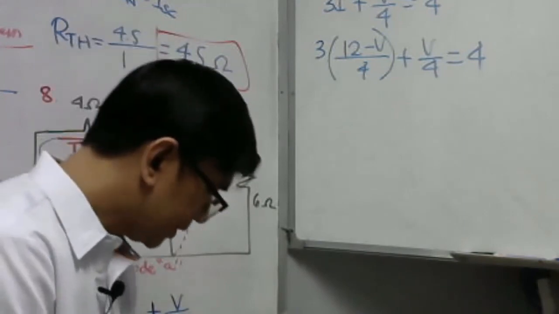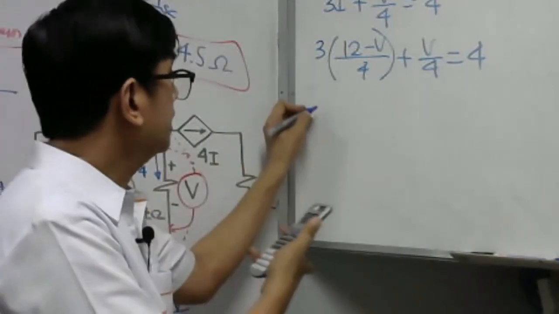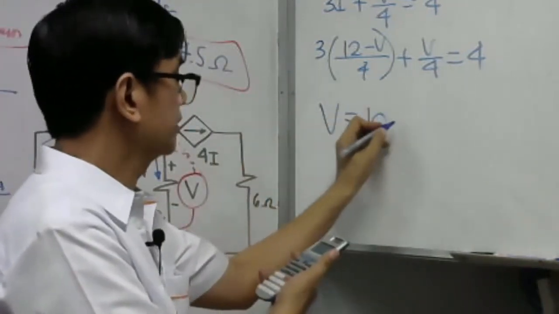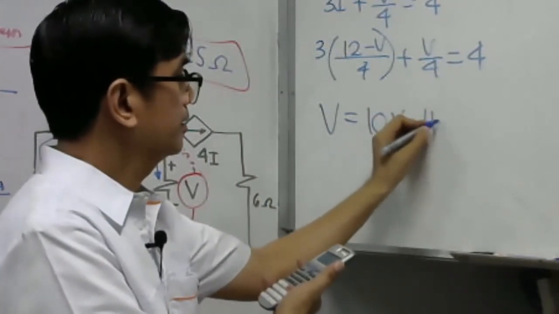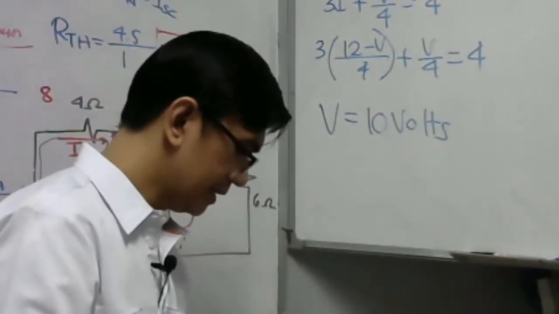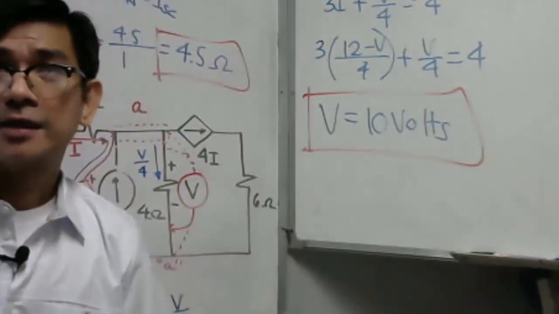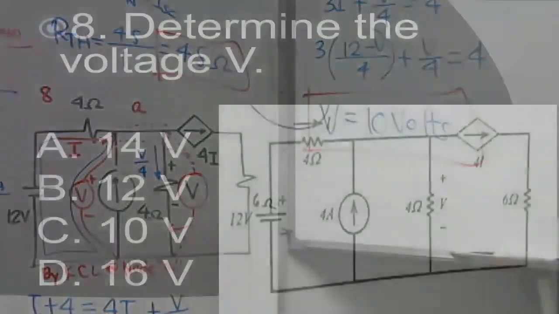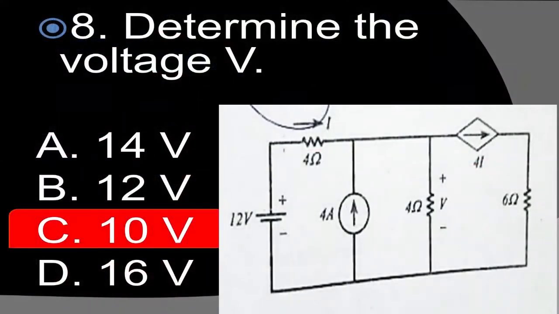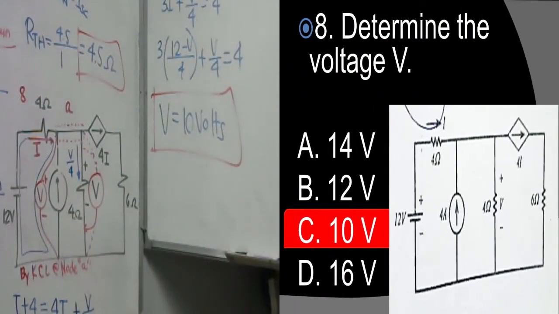Our answer here for V is simply equal to 10 volts. That is the answer. Therefore, our answer would be letter C. So that is our topic for today, our dependent sources.